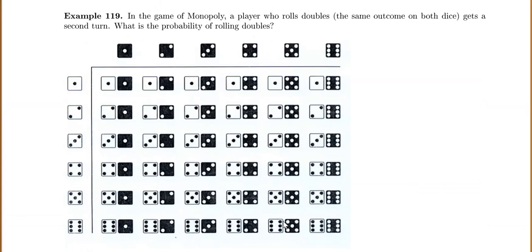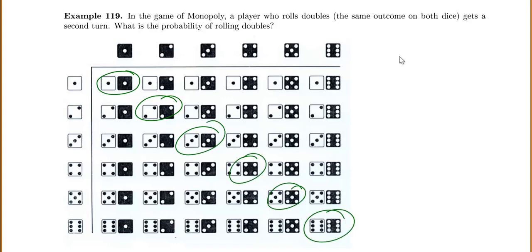In our next example, we're going to talk about the game Monopoly. A player who rolls doubles, the same outcome on both dice, gets a second turn. So what is the probability of rolling doubles? Once again, we just go through and say, okay, where do we get doubles? So 1 and 1, 2 and 2, 3 and 3, 4 and 4, 5 and 5, 6 and 6.